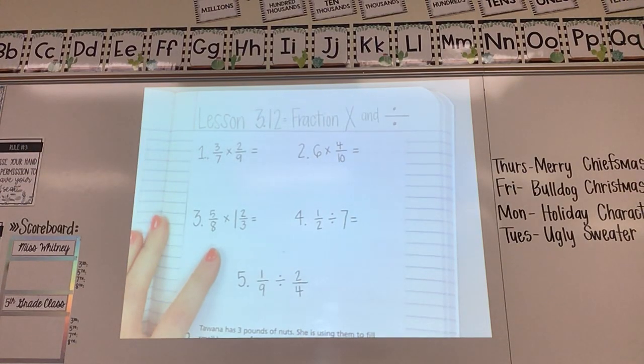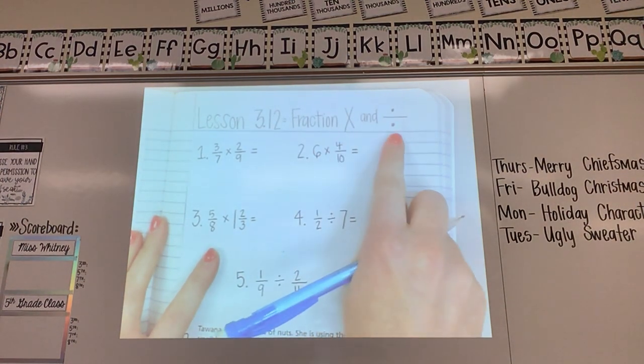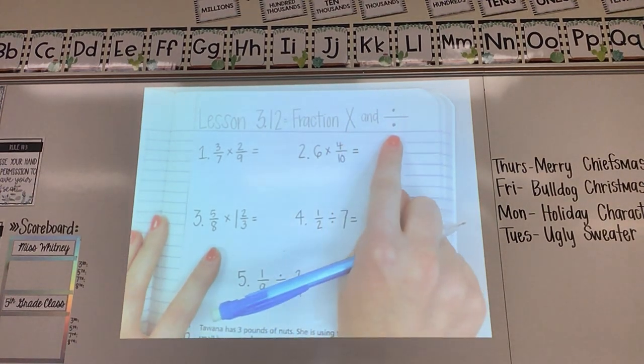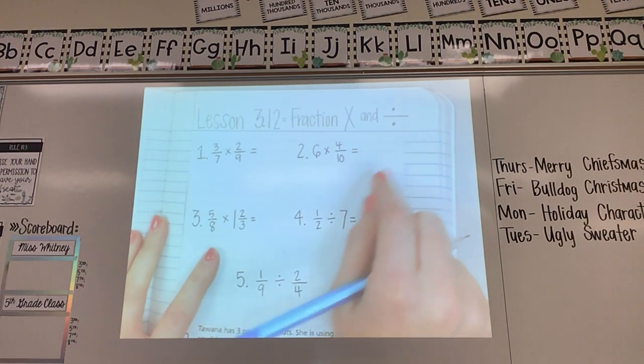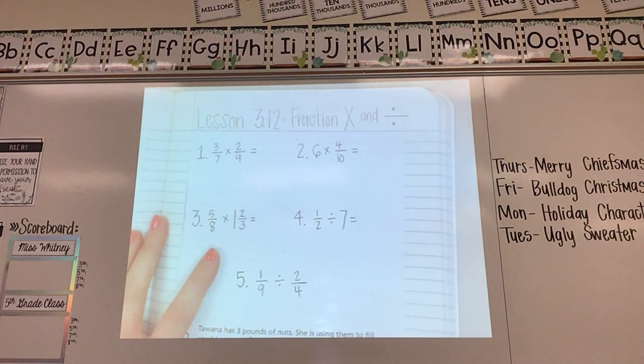Hello, fifth grade. Today's math lesson is lesson 3.12, and we are just reviewing fraction multiplication and division. So we already know how to multiply fractions and now also how to divide fractions. Today we're just reviewing, but we have to pay close attention to the signs because there's going to be some multiplication and some division all mixed in together. So let's just start right in with number 1.